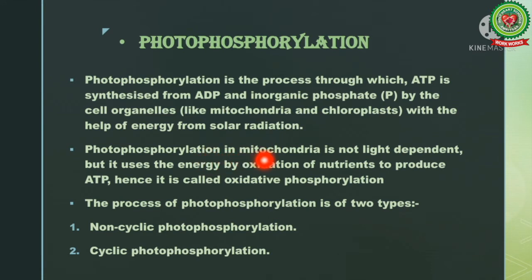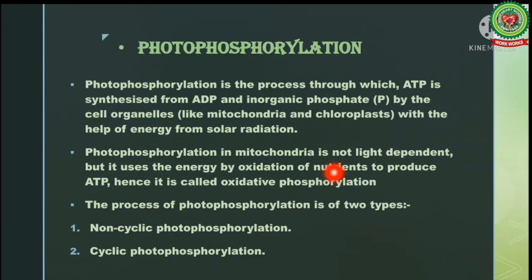Photophosphorylation in mitochondria is not light dependent, but uses the energy from oxidation of nutrients to produce ATP. Hence, it is also called oxidative phosphorylation. Arnon and his co-workers were first to show that isolated chloroplasts can produce ATP when exposed to light. That is the process of photophosphorylation. This ATP production occurs through the electron transport chain, which is of two types: non-cyclic photophosphorylation and cyclic photophosphorylation.